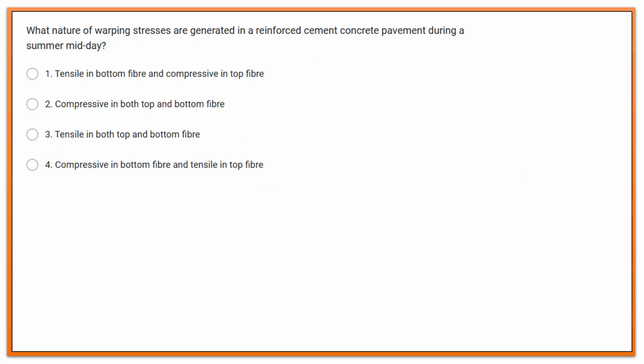The next question, question number 5. What nature of warping stresses are generated in a reinforced cement concrete pavement during a summer day? During a summer day, the warping stresses generated in the reinforced cement concrete pavements are, first, in the bottom fiber, tensile stresses are generated. And in the top fibers, compression stresses are generated. So here the first option is correct. Tensile in bottom fiber and compression in the top fiber.